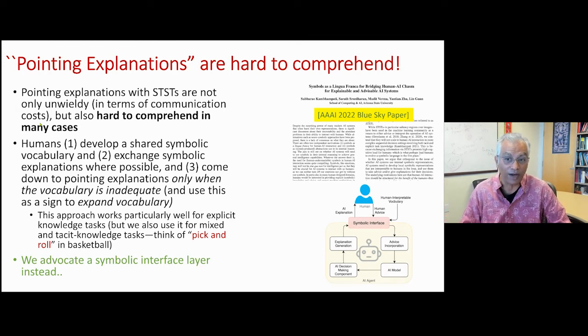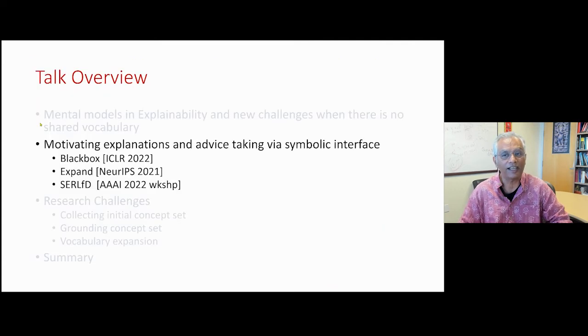This approach works particularly well for all of our explicit knowledge tasks, but we also use it for mixed and tacit knowledge tasks. Think of pick and roll in basketball, which is a pretty tacit knowledge task, but then you have symbolic terms to describe things there. So what we are arguing in this Blue Sky paper is that we'd like to advocate a symbolic interface layer to support the communication between the human and the machine, irrespective of whether or not the machine is actually using internal symbolic processing.